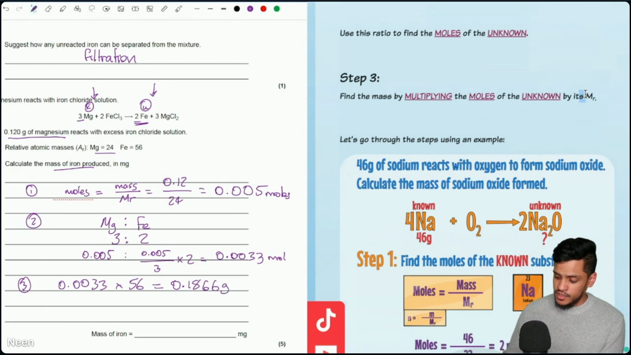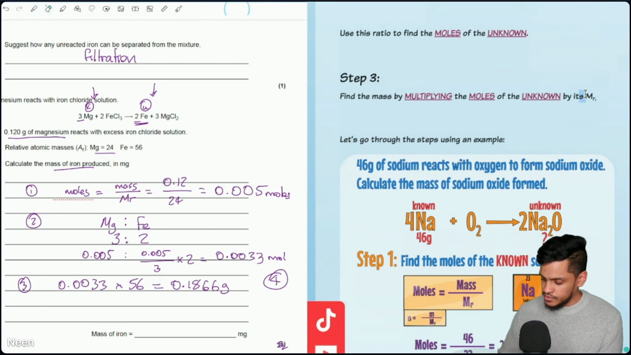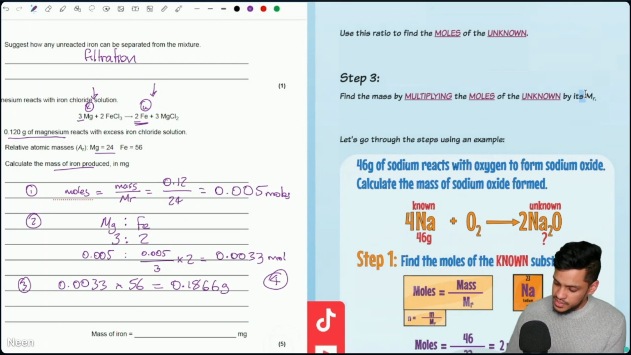This is in grams though. So this would only get you 4 marks. This is meant to be 5 marks here. So the extra mark is to convert it into milligrams. To convert that into milligrams, you want to times it by 1,000. And that gives you 0.1866.